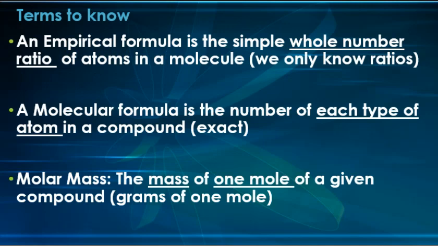So the empirical formula is a simple whole number ratio of atoms in a molecule. We only know the ratios. A molecular formula is the exact number of each type of atom in there. This is a blank in your book you're supposed to be filling in. The molar mass is the mass of 1 mole of a given compound, grams of 1 mole, right? We've just been through how we get to all that. But the empirical formula is essentially doing sort of a least common denominator kind of a thing.